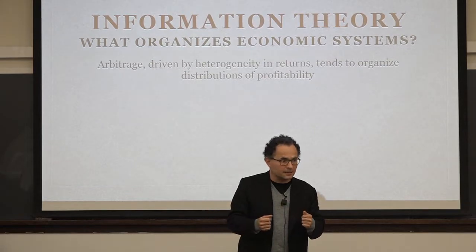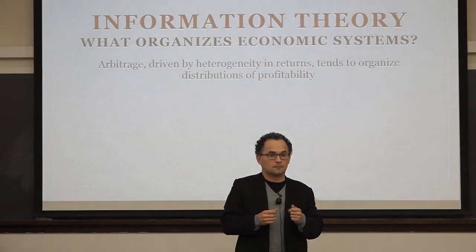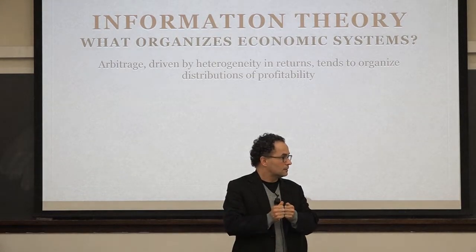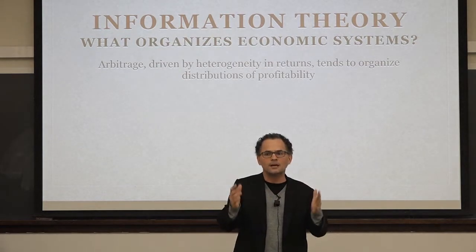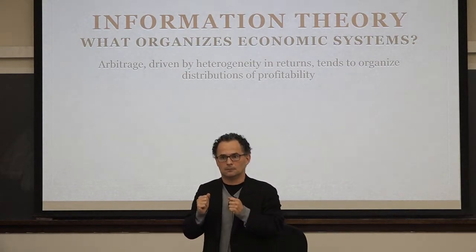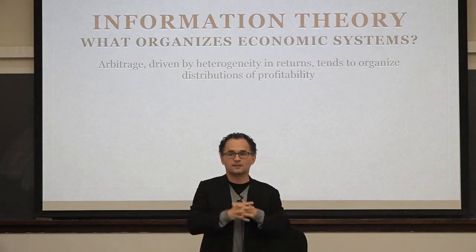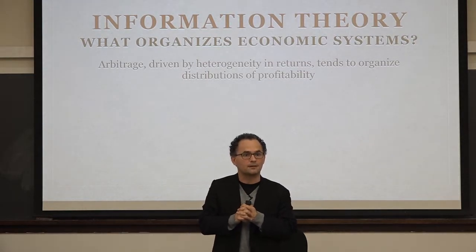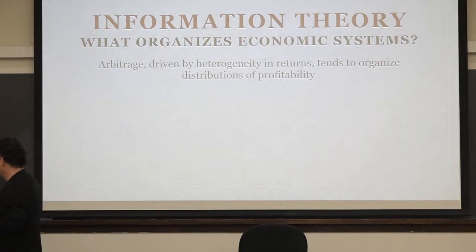Collectively, the arbitrageurs are a little bit like the Maxwell demon. They eat entropy. And not because they want to do this esoteric thing called consuming entropy, but because it's how they make money. By moving from low and going to high, you tend to concentrate the distribution in a manner that reduces entropy and tends to organize the distribution of profitability.